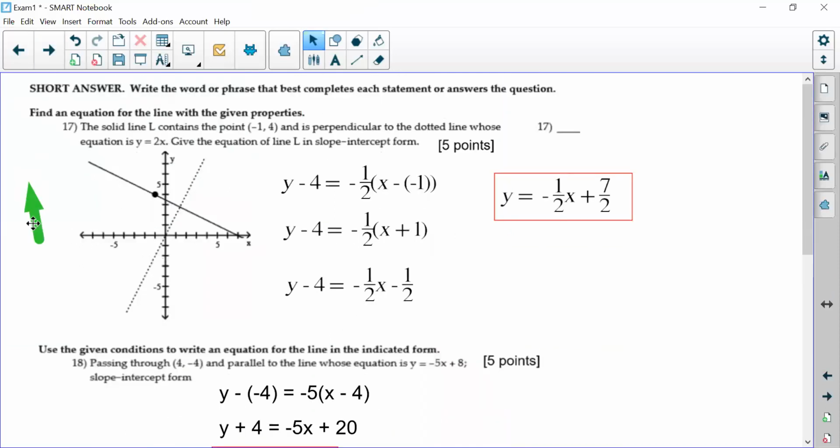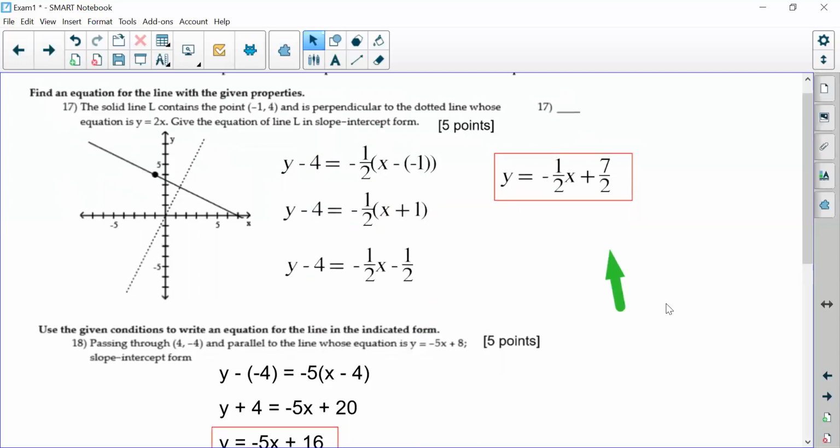Final page, number 17. A solid line contains the point (-1, 4) and is perpendicular to the dotted line that has an equation y equals 2x. So what is an equation of line L in slope-intercept form? Well, I know line L is perpendicular to this. So that means line L's slope is the opposite reciprocal of 2, this line's slope. The opposite reciprocal of 2 is -1/2. And since it goes through (-1, 4), I will use that point in my point slope form right here. And the answer needs to be in slope-intercept form, so I solve for y, and I get -1/2 x plus 7/2 as my final answer.